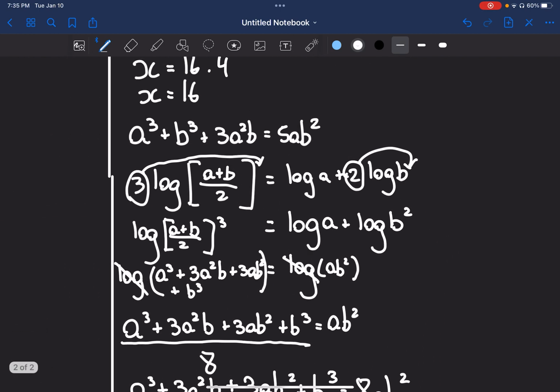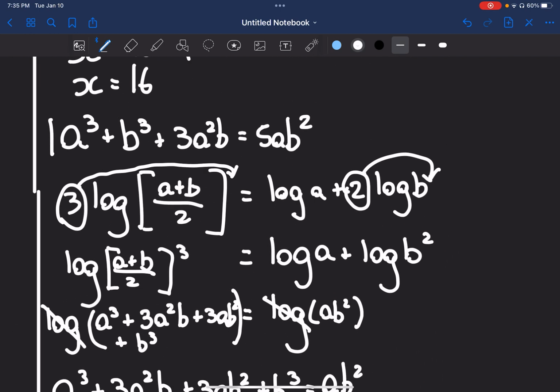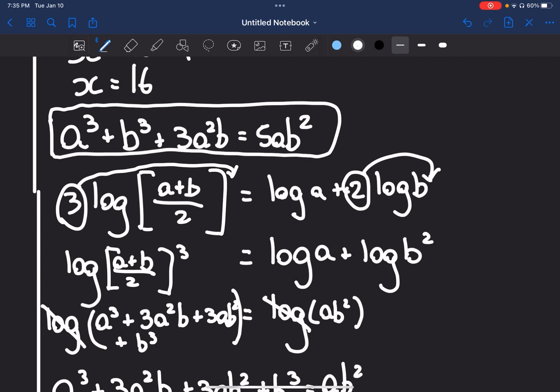Now, they gave us something earlier. It was this form. I said it wasn't useful, but I lied. It's useful, but just not yet. It wasn't yet useful, and it's that. They wanted in that form a cubed plus b cubed plus 3a squared b. Now, does that look familiar?